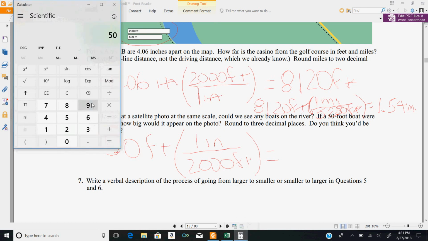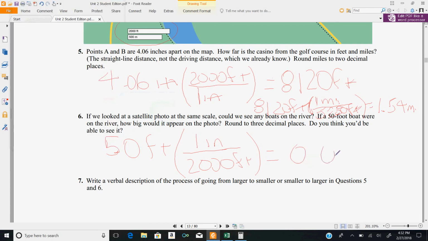So 50 divided by 2,000 is 0.025 inches. If I look at that, 0.1 would be 1/10 of an inch. So this is 0.025. That's actually 1/4 of a tenth, or 1/40th of an inch. If you look at a ruler, the smallest scale on a ruler is 1/16 of an inch. 1/40th of an inch would be 1/5 of that. So it would be hard to see a boat on the river in the satellite photo.